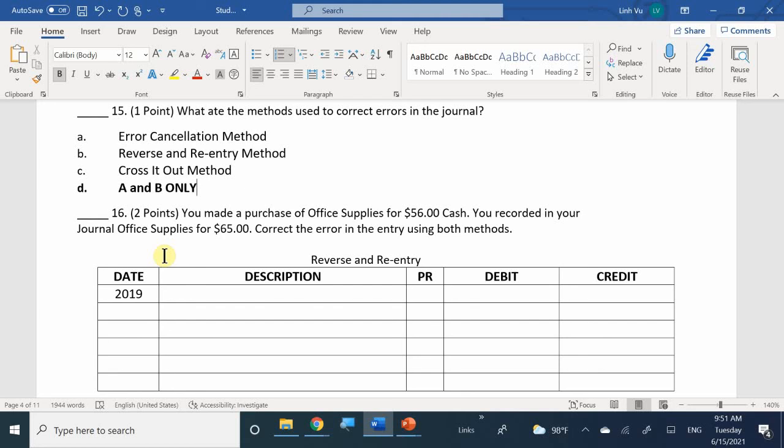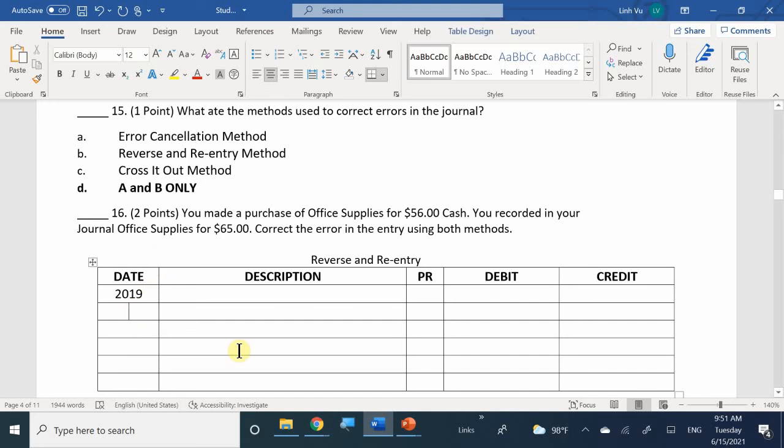First, you record the way you made it before you made the error with the $56. In this case, I've already recorded, so I don't need to record it again. Then the second one, you'll put it in the right way.